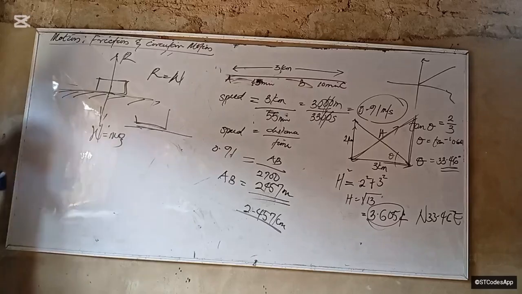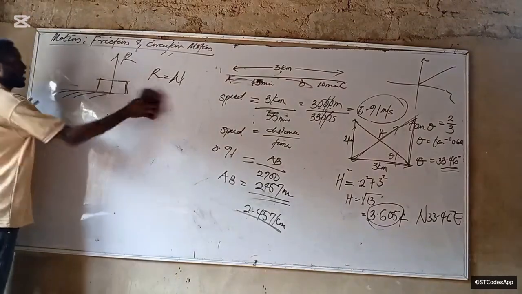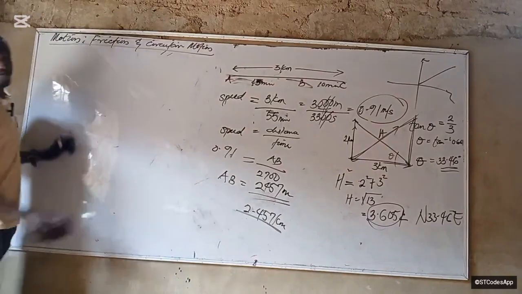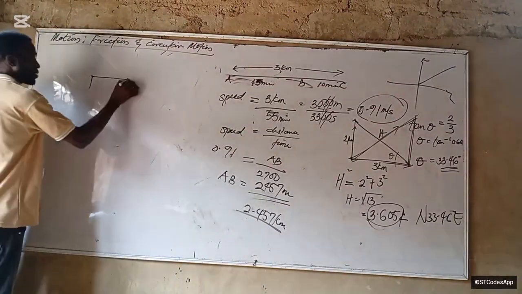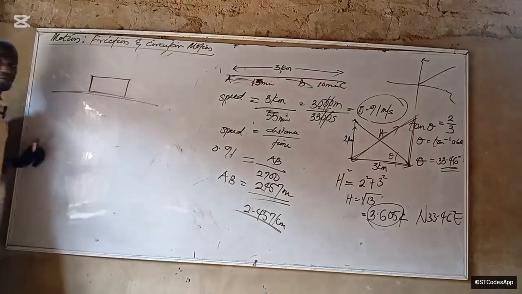Is that okay? But now, there is a form of imbalance if forces are now acting on that body, or on inclined planes. I'm going to talk about inclined planes soon. But look at this body now.